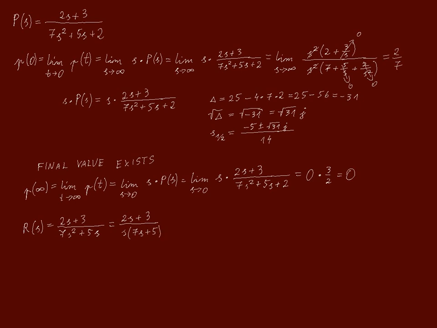The poles are 0 and -5/7. All poles should be in the left half plane of the complex variable for the final value to exist, but all poles of the expression s times R of s. So we see that this condition is met.